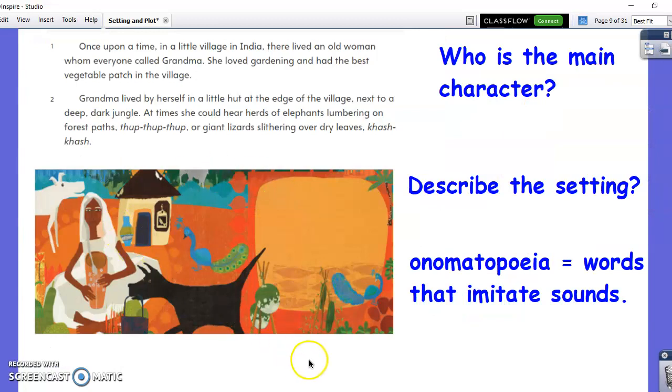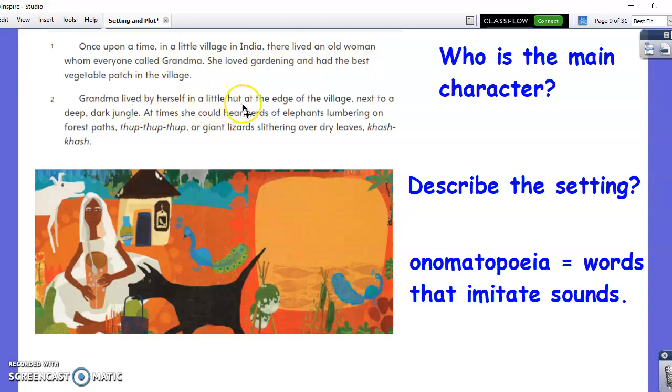Again, the story is going to be in India, which is in Asia next to China. So it's going to be on the other side of the world. It says, once upon a time in a little village in India, there lived an old woman whom everyone called Grandma. She loved gardening and had the best vegetable patch in the village.